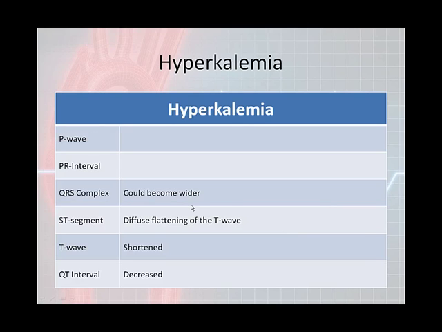So like I said before, the problem with hypercalcemia is that the QRS will become a little bit wider, with diffuse flattening of the T wave. The T wave will be shortened and the QT interval will be decreased because the plateau phase will be shortened. That area right there will be shortened.